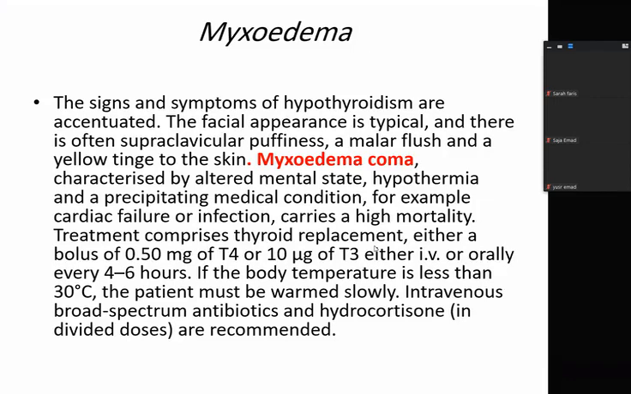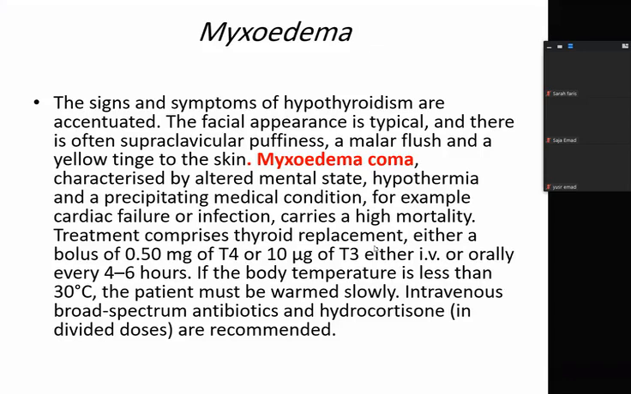Myxedema coma is characterized by altered mental status, hypothermia, and a precipitating medical condition, for example cardiac disease, cardiac failure or infection. It has a high mortality rate. Treatment comprises thyroid replacement, either with a bolus of 500 microgram T4 or T3, either IV or oral every 4-6 hours. If the body temperature is low, we should warm the patient. Intravenous antibiotics and hydrocortisone are recommended in divided doses.